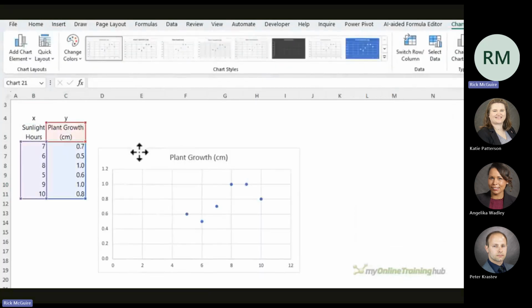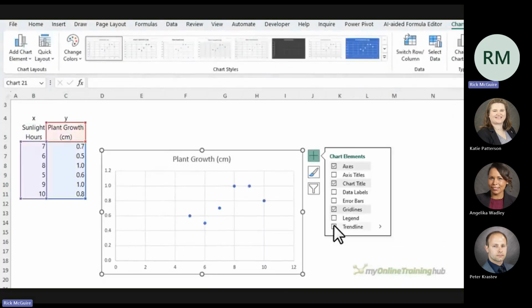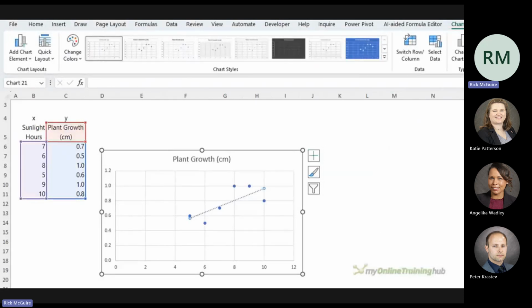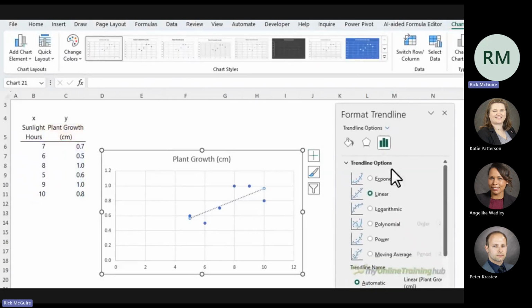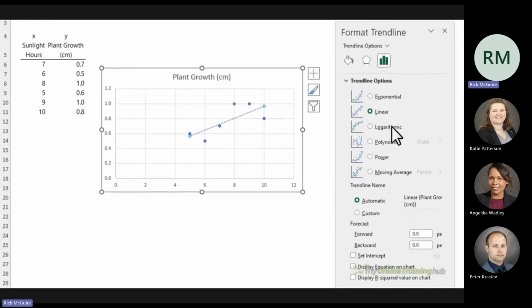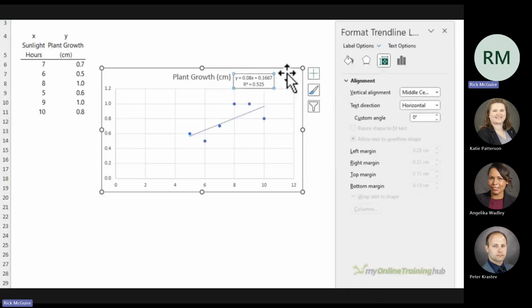Let's bring it over closer. And then I can simply add a trend line, and I'm going to just go into more options. Let's bring the formatting pane over here closer to the chart. You can see it's defaulted to a linear trend line. And down here I can choose to also display the equation and the R² value. Let's just bring them up here so they're not covered up by the grid lines.